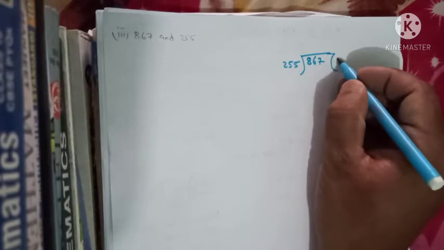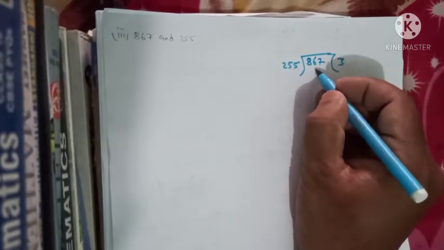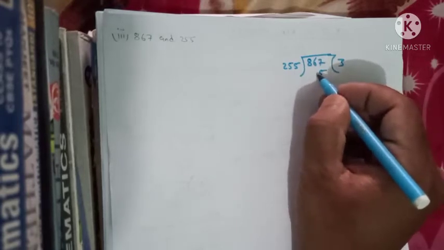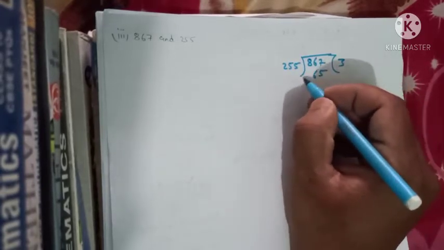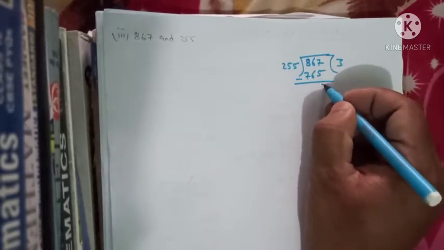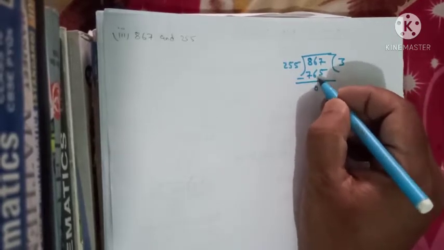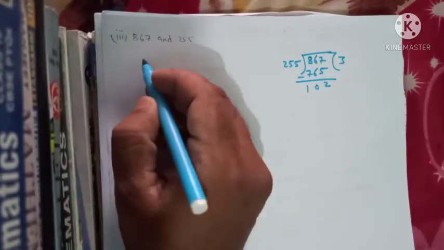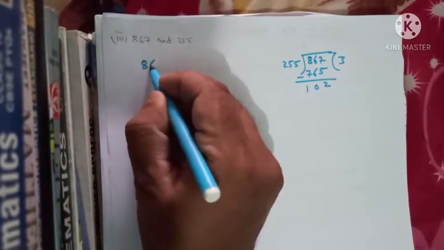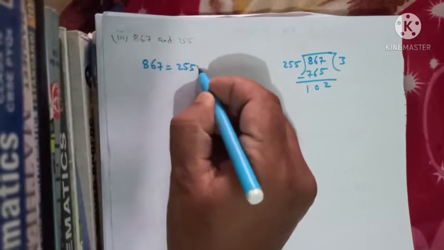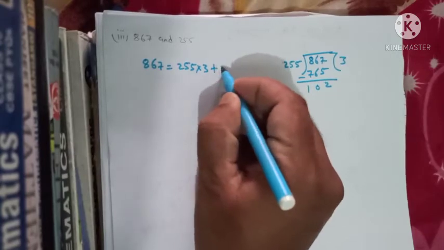Okay, so 3 times it will be: 3 5s are 15, carry 1, 3 5s are 15, plus 1 is 16, carry 1, 3 2s are 6, plus 1 is 7. Subtracting: 7 minus 5 is 2, 6 minus 6 is 0, and 8 minus 7 is 1, so 102. So we can write dividend 867 is equal to divisor 255 into quotient 3 plus remainder 102.